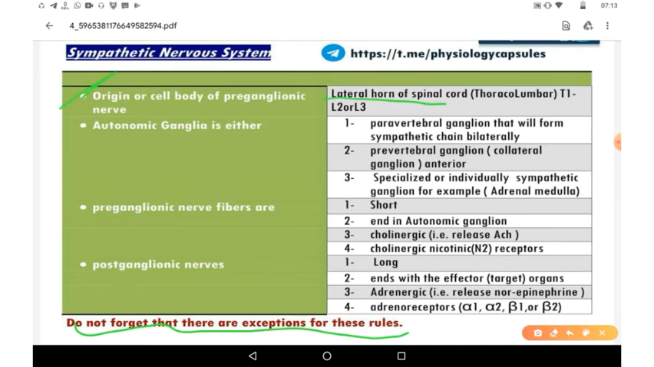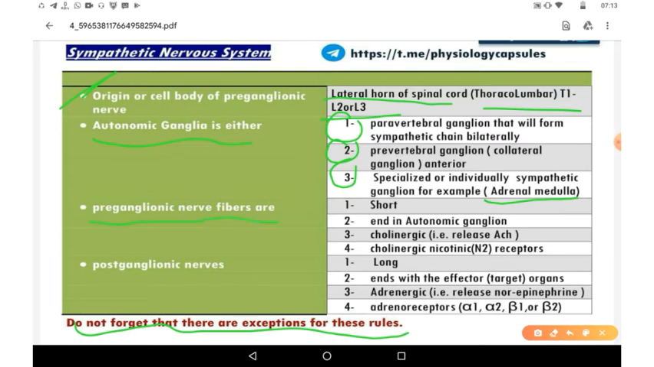Lateral horn cell, thoracolumbar in origin, from T1 to T12 and L1 to L2, or some textbooks say to L3. Autonomic ganglia are either paravertebral or prevertebral ganglia. We can call them chain ganglia, or we can call them collateral ganglia. And we have specialized or individual ganglia like the adrenal medulla.